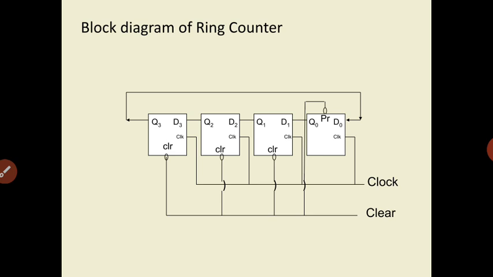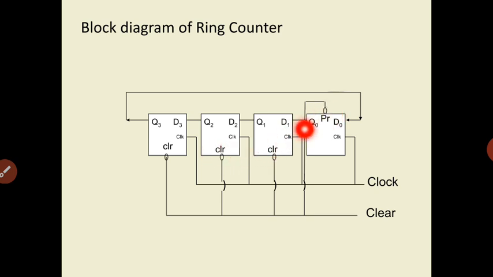So this is the basic block diagram of a ring counter. I have used D flip-flops here, and to the first flip-flop I am applying the preset input, and to the rest of the flip-flops I am applying clear inputs. These preset and clear inputs are asynchronous inputs for any flip-flop or for any sequential logic circuit.